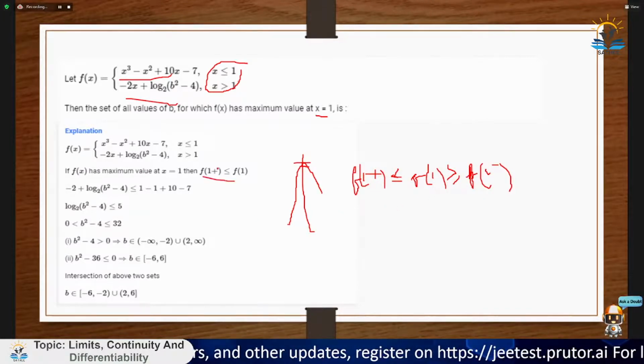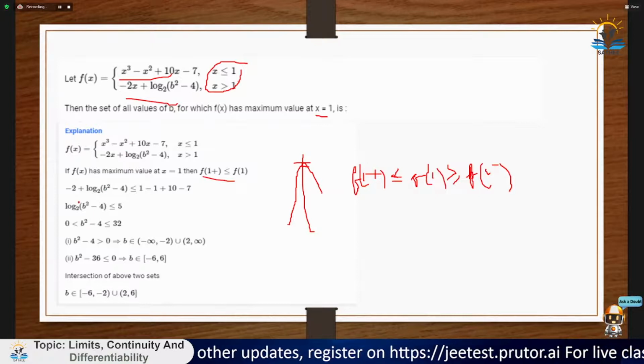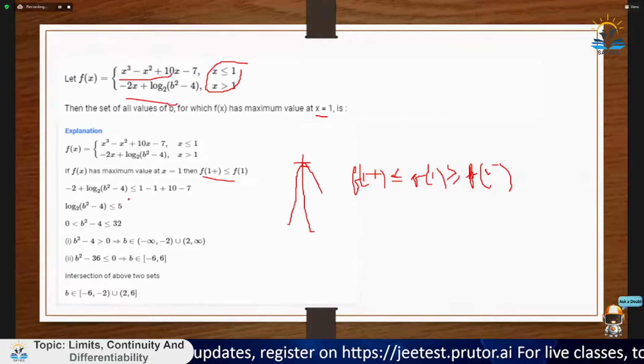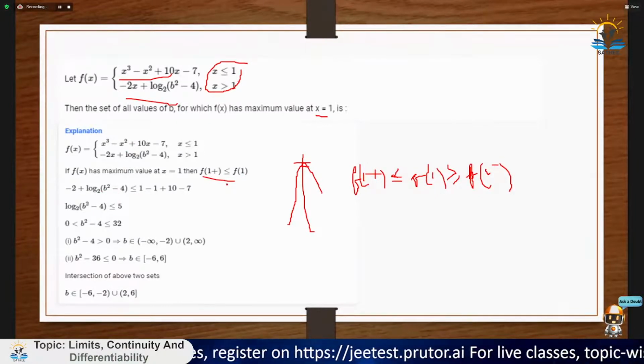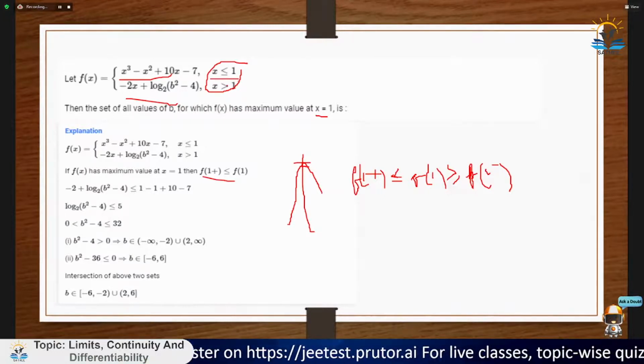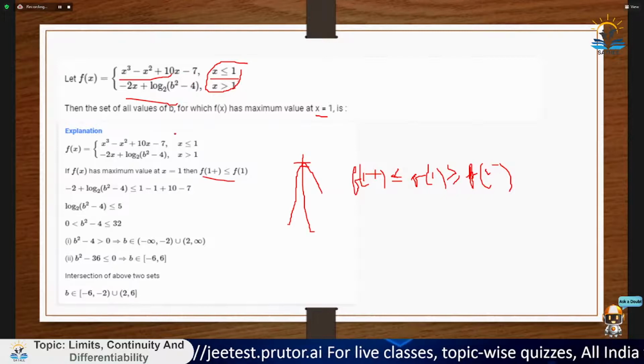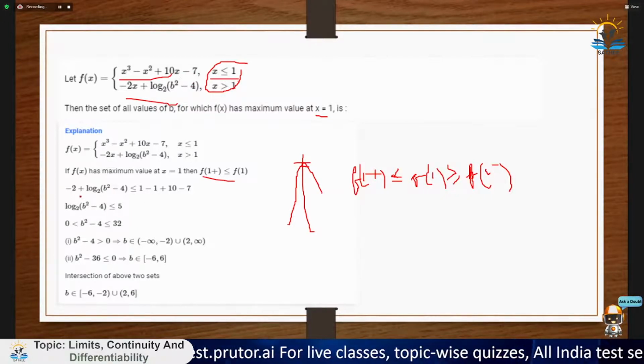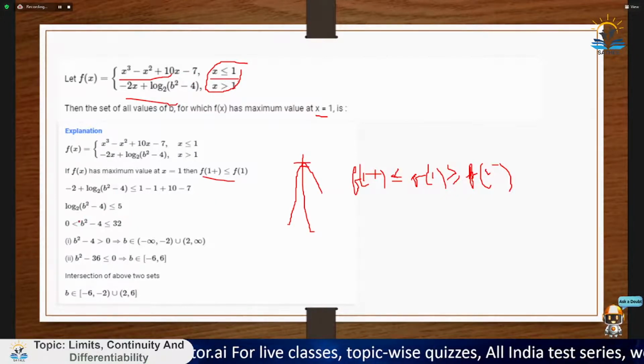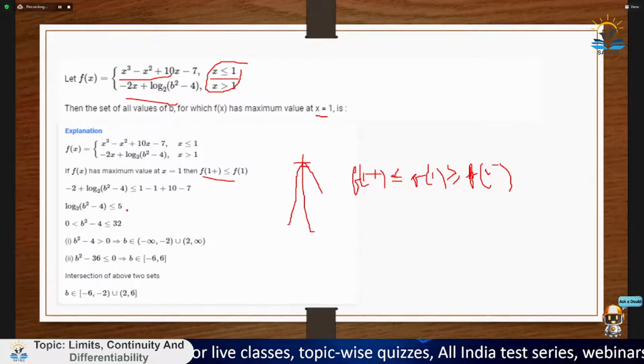I calculate f of 1 plus from this definition. I will get minus 2 plus log of b square minus 4. This thing should be less than or equal to f of 1, and 1 is included in this definition. So this thing should be less than or equal to 1 minus 1 plus 10 minus 7, which is 5. I took minus 2 to that side. I got log of b square minus 4 should be less than or equal to 5.